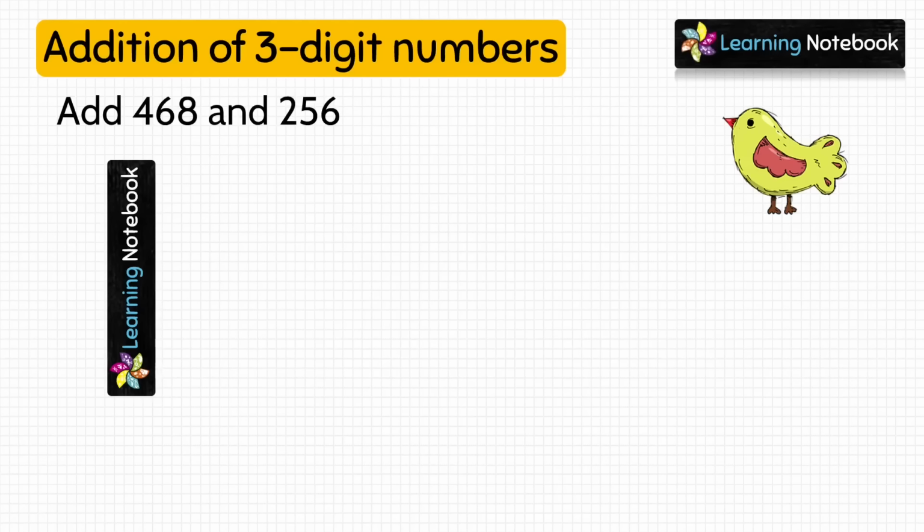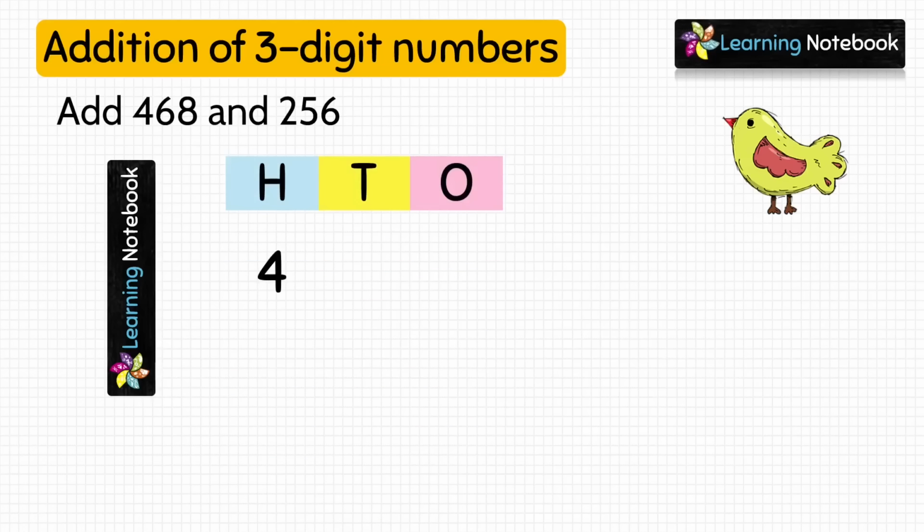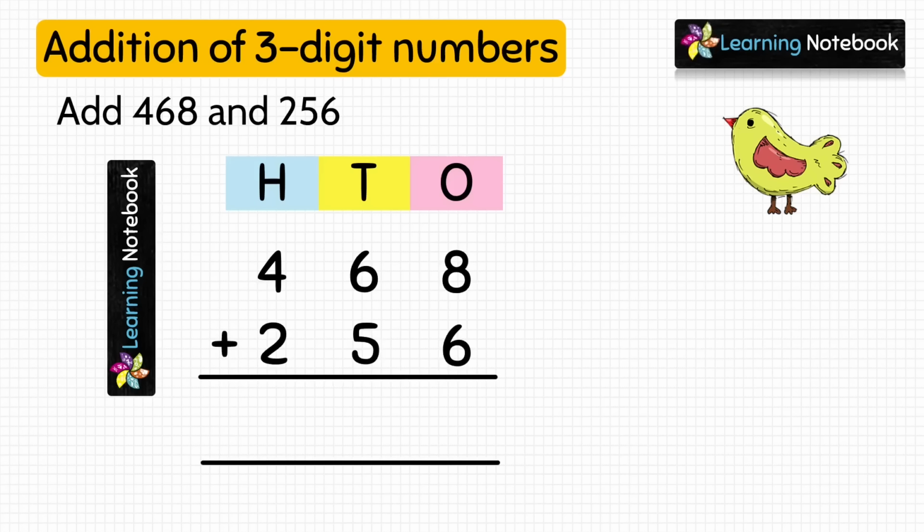Question is add 468 and 256. After writing these two numbers in column form, we will start adding them from ones place. 8 plus 6 equal to 14.